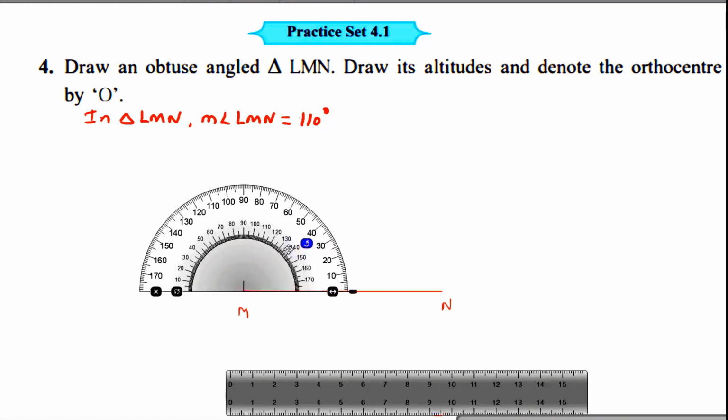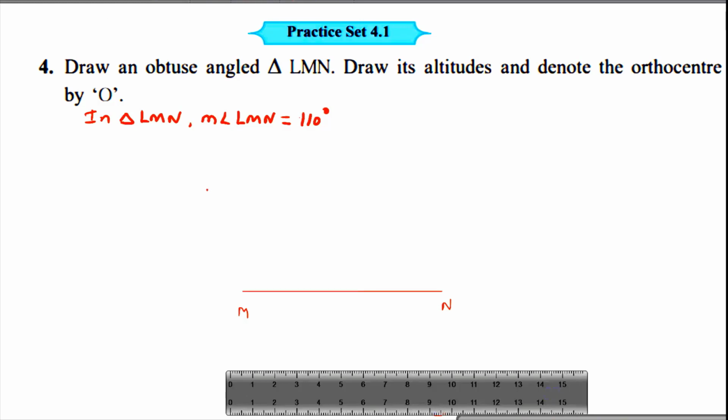Put the protractor on segment MN in such a way that the line of reference is along the side MN and the center of the protractor is on point M. Segment MN is to the right of point M, so count the degrees from 0 to 110 from right to left. 0, 10, 20, 30, 40, 50, 60, 70, 80, 90, 100, 110. Take a point at 110 degrees.